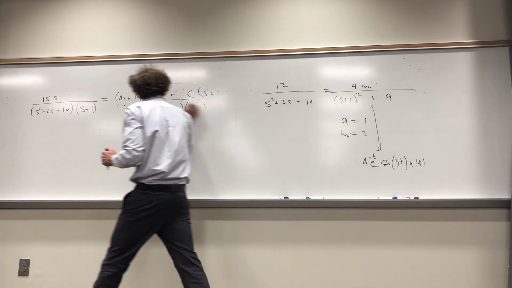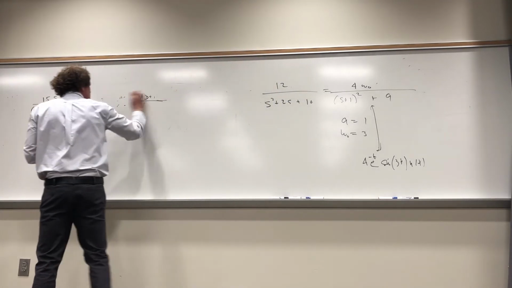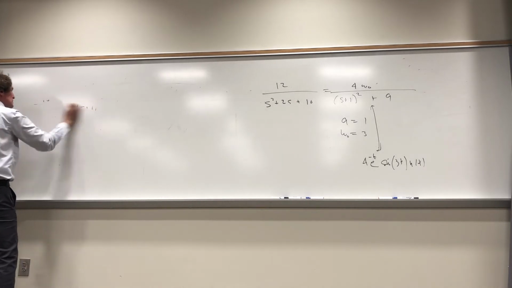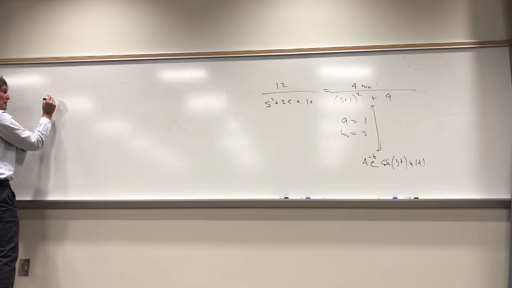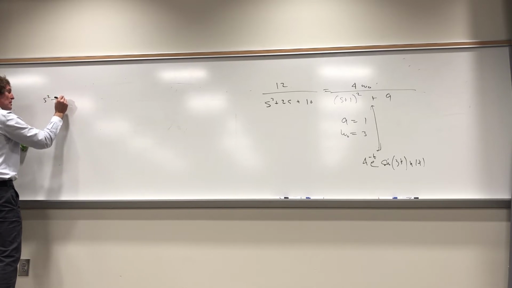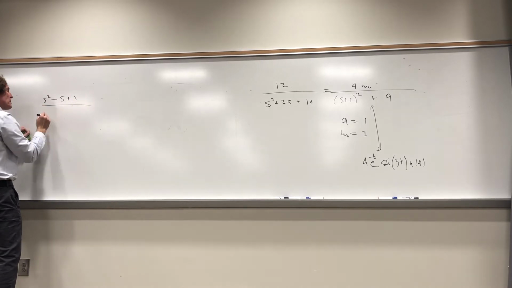Yeah, it's s squared minus s plus 1 on the top, and the bottom is s plus 1 quantity squared. S squared minus s plus 1 over s plus 1 squared. Just that whole thing.